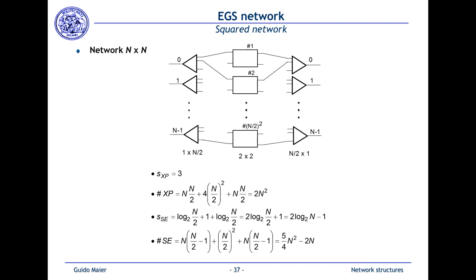So once we have determined all the sizes of the matrices, we can write down the cost in terms of cross points and number of switching elements. And for instance, in terms of cross points, the cost is finally 2n squared, which is exactly the same as the crossbar tree. But in terms of switching elements, you have something that is different from the crossbar tree. Okay. So here you have a difference compared to the crossbar tree.